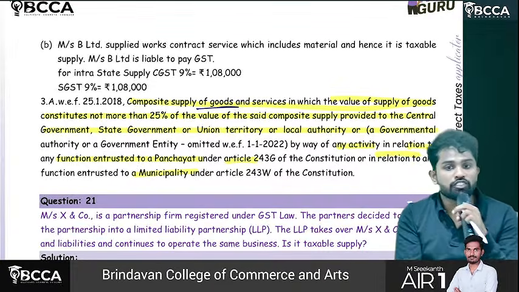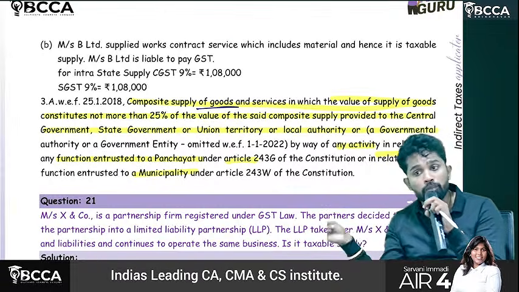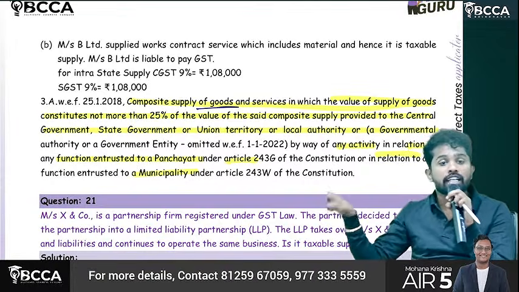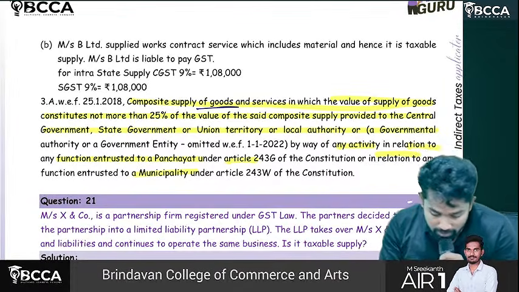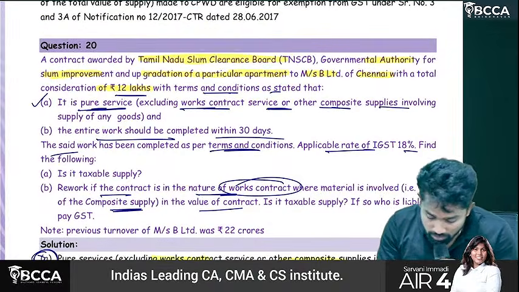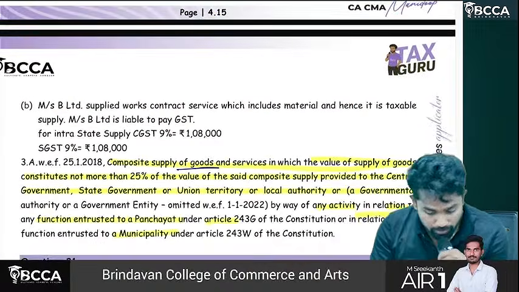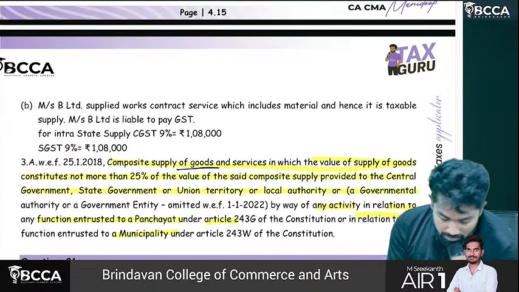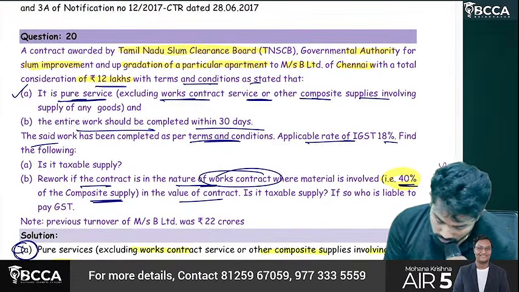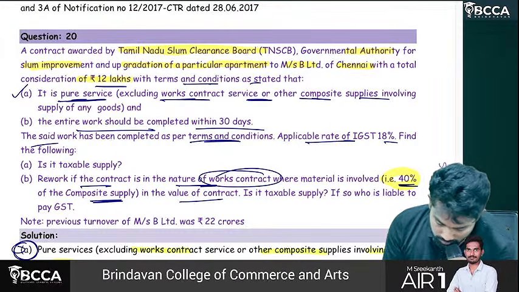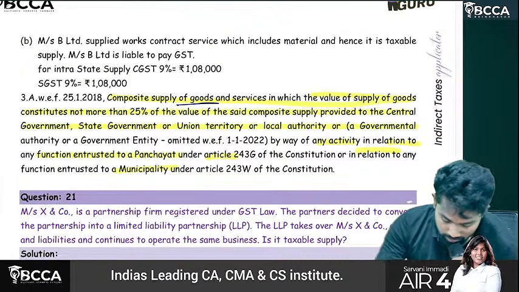I mean, government has to discharge a function as per Article 243G, 243W. To discharge that function, they are taking an input service, but that service involves both goods and service. Then it is exempted only when the goods element is less than 25%. But in the given case, sir, they said 40%, which is beyond 25. So exemption is not available. Hence it is taxable. The tax liability is how much, sir? 12 lakhs into 18%, 1,08,000.